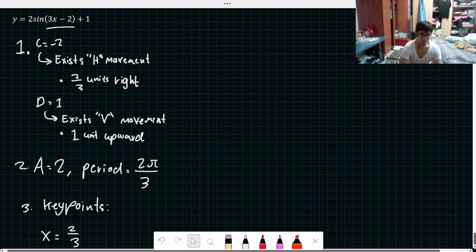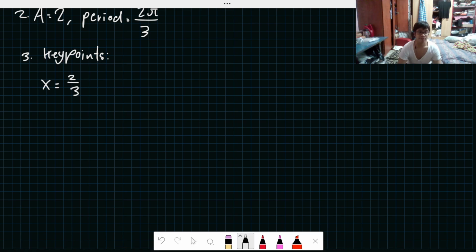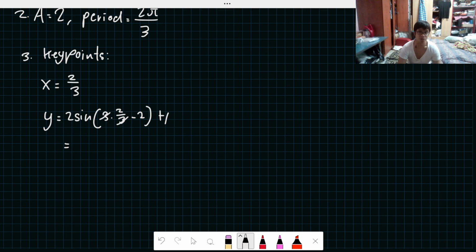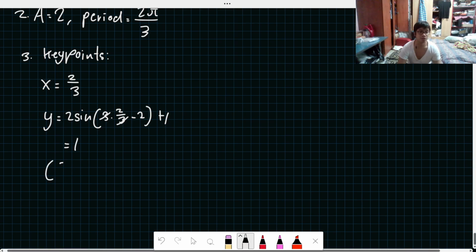Now you substitute it into your sine function. So you have 2 times sine of 3 times 2/3 minus 2, plus 1. Here, 3 times 2/3 will cancel out, you will get 2. 2 minus 2 is 0. So 2 times sine 0 will give you 0. So what's left is 1. Therefore, your first key point would be 2/3 and 1. That's the first. Let's proceed to the second.